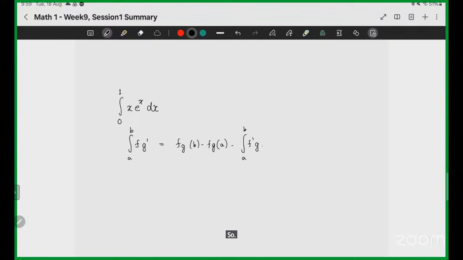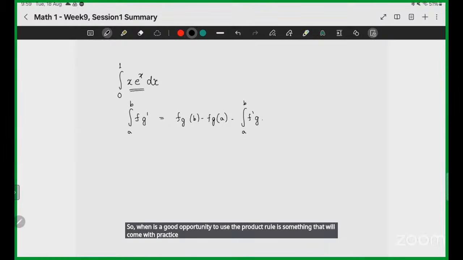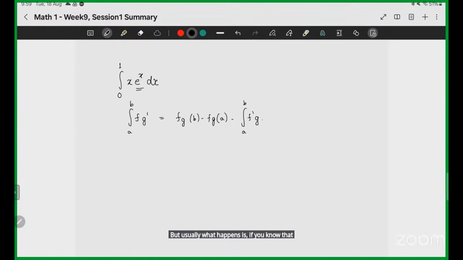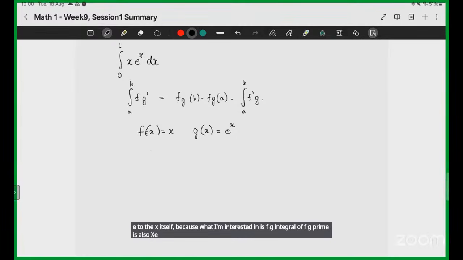So when is a good opportunity to use the product rule is something that will come with practice. But usually what happens is if you know that this is the derivative of something and you have a polynomial expression, it is good to use because F prime will reduce the degree of that polynomial. So at least in finitely many steps, you'll get to the answer. So in this case, F of x is equal to x, and G of x is equal to e to the x itself, because what I'm interested in is the integral of fg prime. Fg prime is also x e to the x itself.